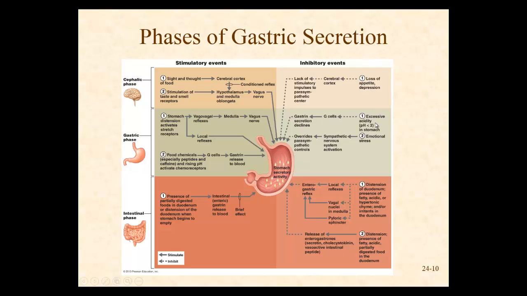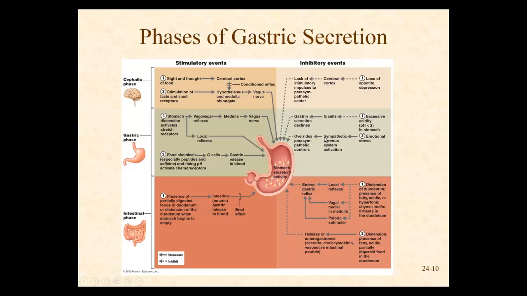Excessive acidity in the stomach, pH less than 2, so when digestion begins and the pH gets lower and lower as HCl is produced, that's going to inhibit further digestion because we don't want to continue to bring that pH down until the digestion is complete. So again, that's going to inhibit digestive activity once that pH hits less than 2. And we talked about emotional stress.